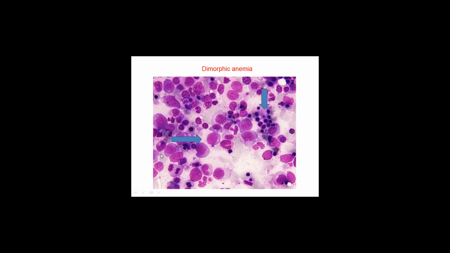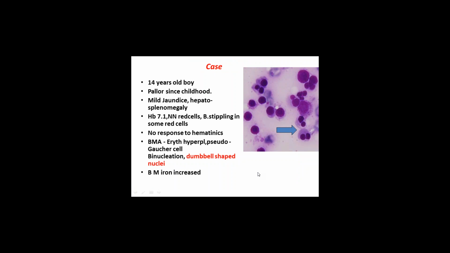And the dimorphic anemia, in which we get two different types of erythroid cells. This is one normal micronormoblast with fraying of margin, and these are the macro, the megaloblasts here. So dimorphic anemia may have both of them.